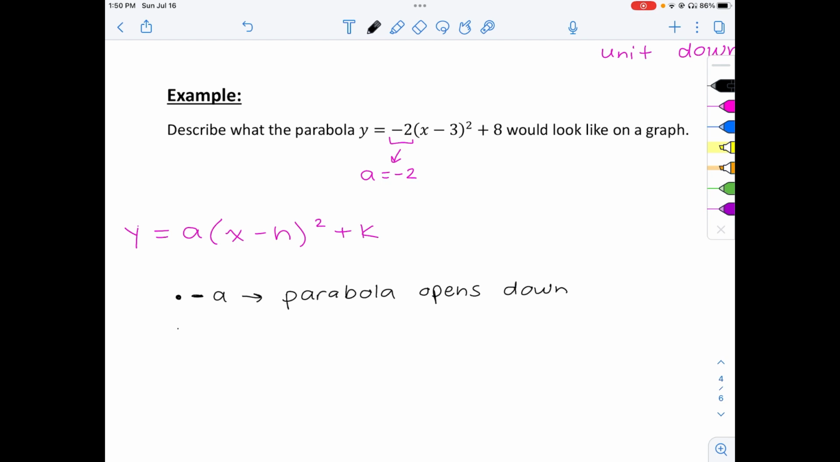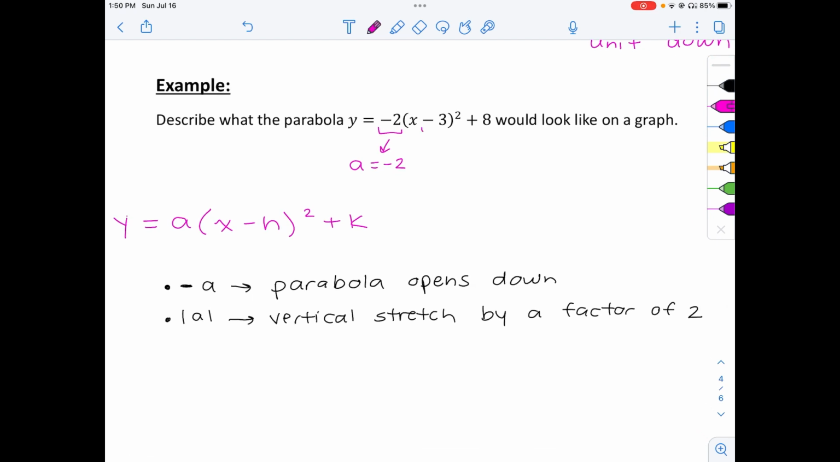And the a value, I'm going to write it like this. If we look at the absolute value of a, meaning just the positive value of it, that tells us our vertical stretch factor. Okay, so this has a vertical stretch by a factor of 2. You don't need to write -2 because we already addressed the negative when we're saying that the parabola is opening down. So the vertical stretch factor is just by a factor of 2.